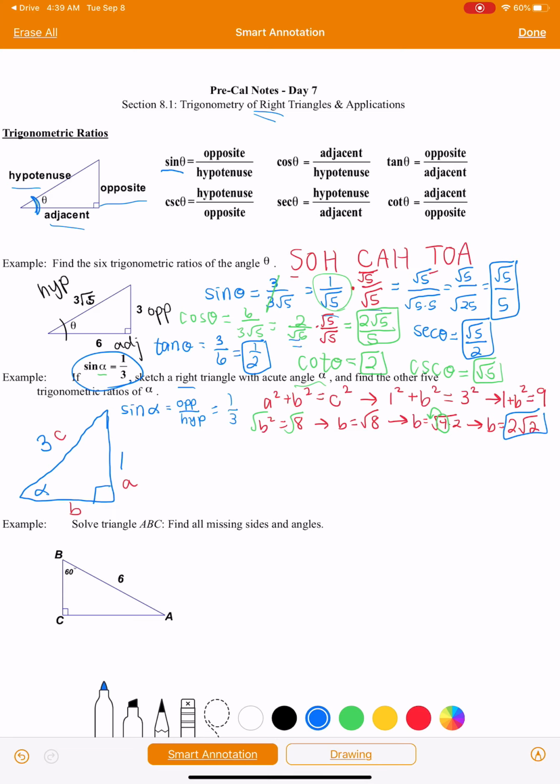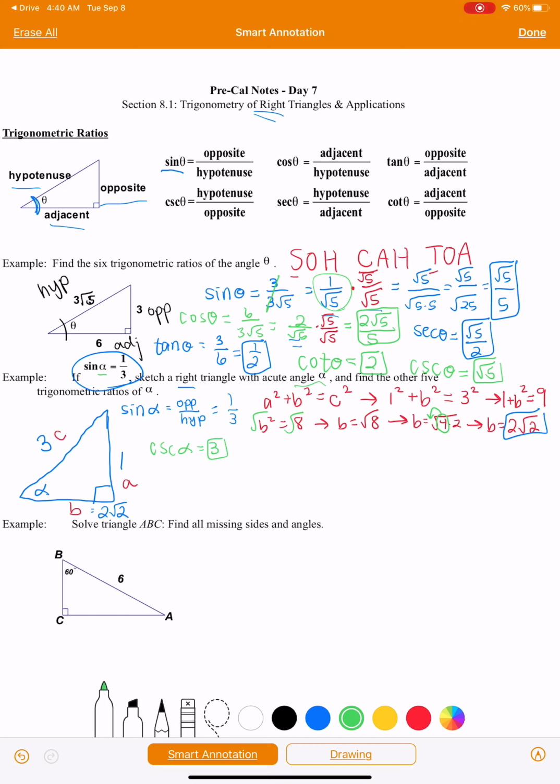Okay, so this missing side length b here is 2 root 2. Now we can officially find all of our other trig ratios. Okay, so we already have sine. That makes it really easy to find cosecant. I'm just going to flip around what it is for sine. So 3 over 1, or in other words, 3.